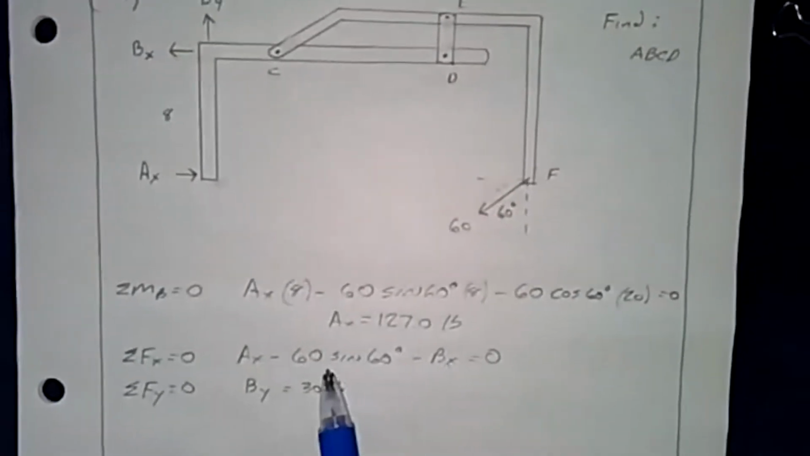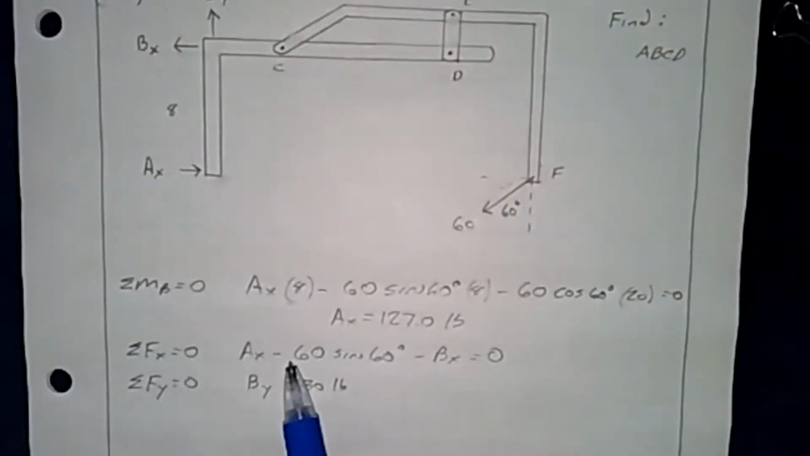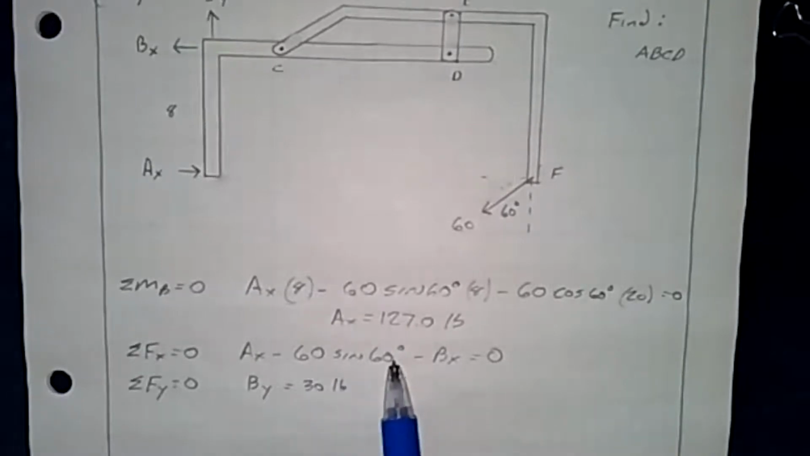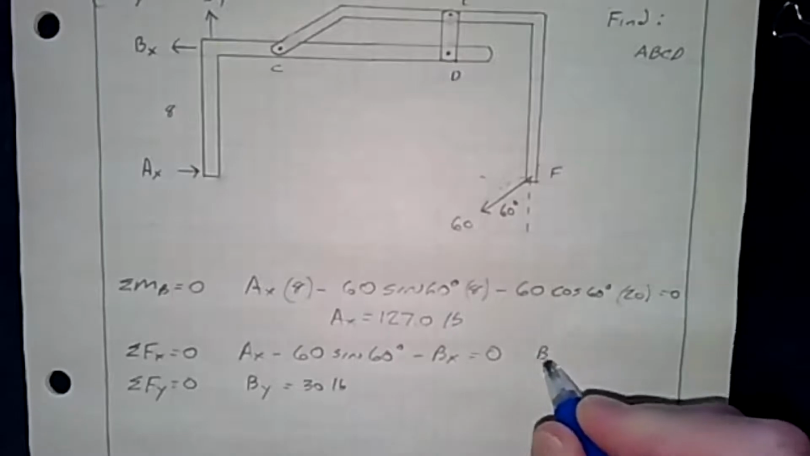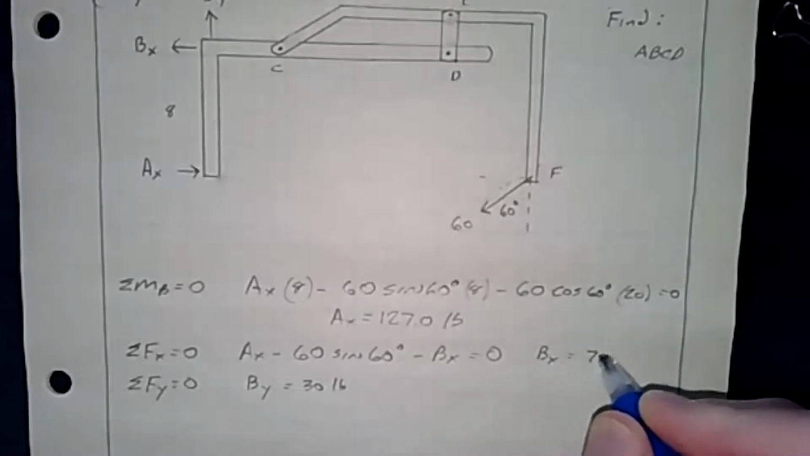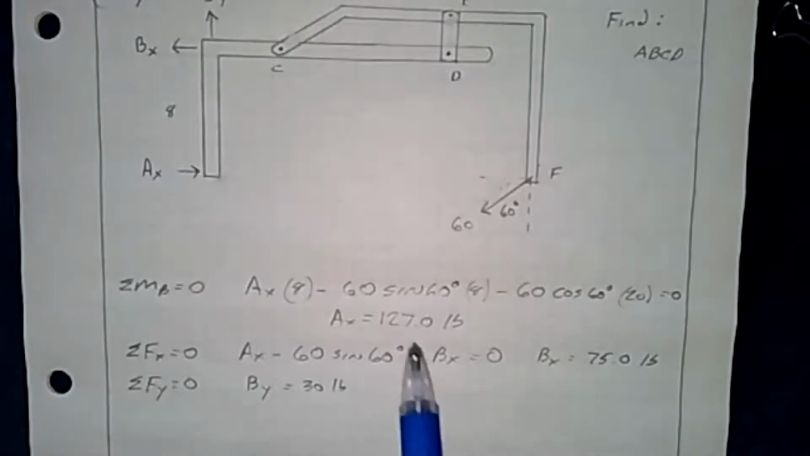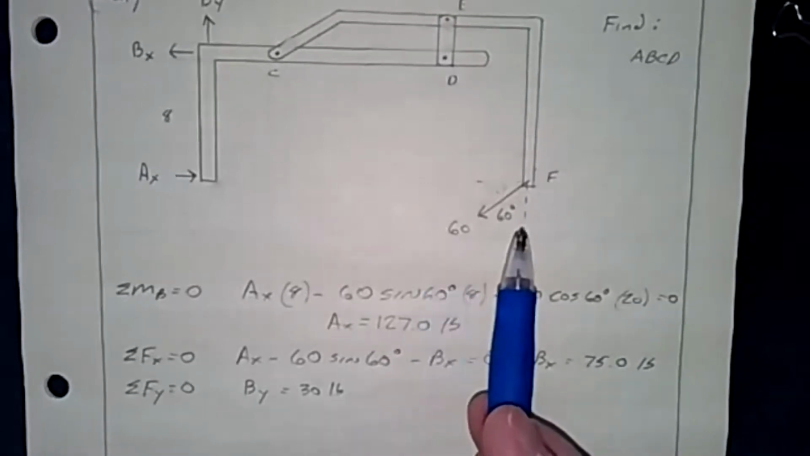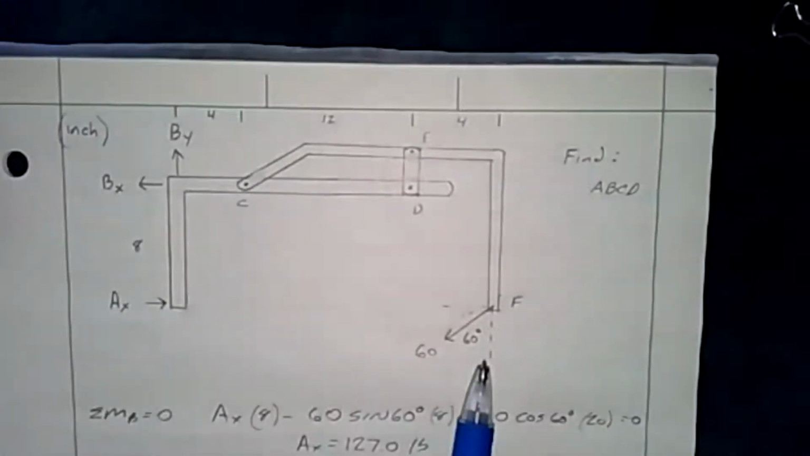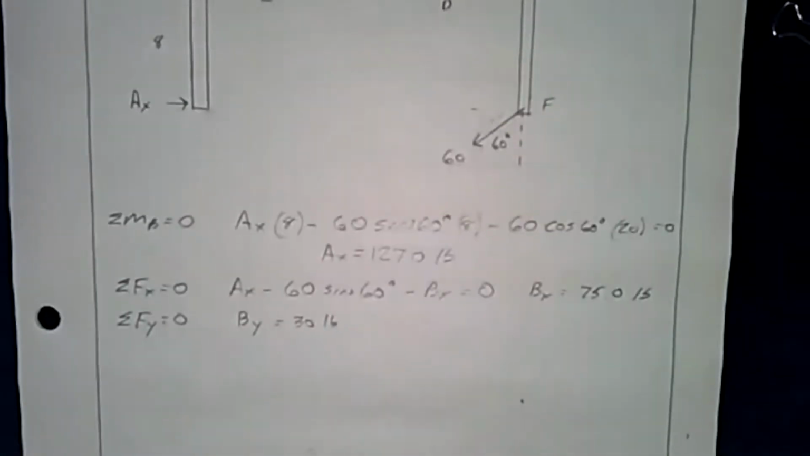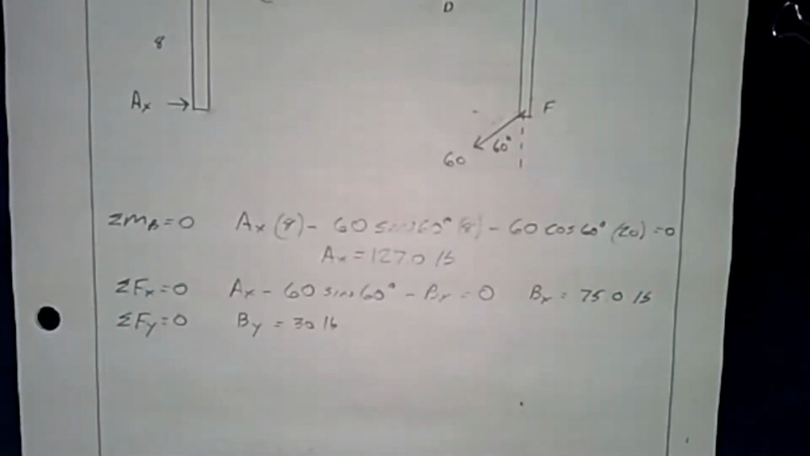If we then sum, we get AX minus 60 sine 60 minus BX. That gives us a BX value of 75.0 pounds. And then we know that if you take 60 cosine 60, you get half, or 30. So 30 is the only other force. So BY is 30 also, just by inspection. So now we have the forces.